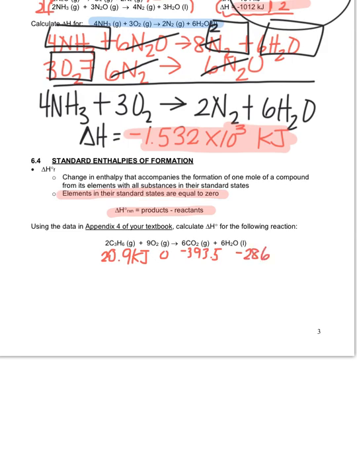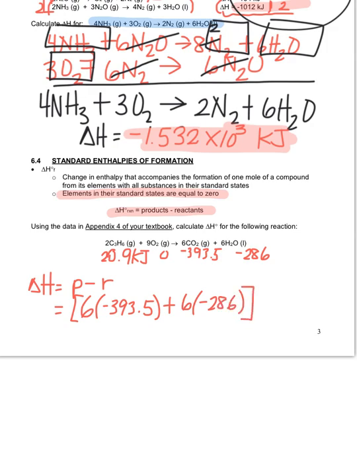All right, so then to solve for the delta H, remember it's products minus reactants. If there is a coefficient, we multiply the coefficient by the value in the chart. The product side goes first, which is this side right here. So we're going to add everything that's on the product side together. That's 6 of the waters, so 6 times that. All right, those are the products.